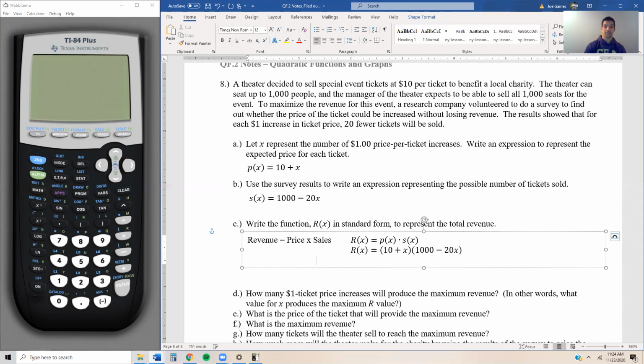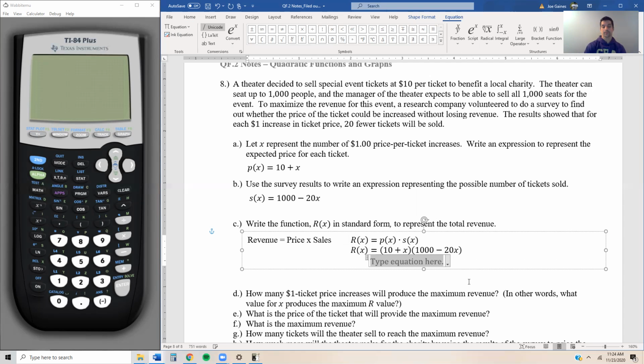So I'm going to distribute. I'm going to take 10 times 1,000. So 10 times 1,000 is 10,000. So I distribute the 10 to the 1,000. Now I'm taking the 10 to the negative 20x, which would be negative 200x. Now I'm going to distribute my x. X times 1,000 would be 1,000x. And then x times negative 20x would be negative 20x squared.